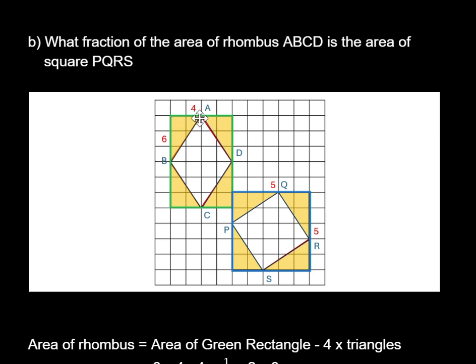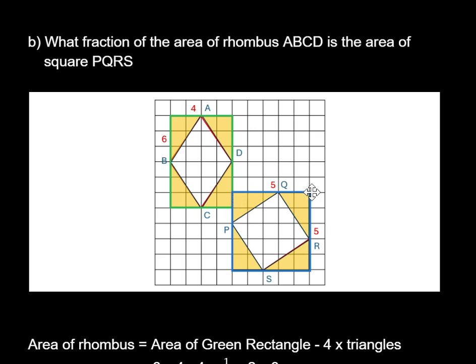In this case, you will notice that the 4 triangles are exactly the same because this is 2, 3, 3, 2, 2, 3, 3, 2, and so on. So there are 4 identical triangles. If I have the rectangle here of 4 squares by 6 squares, I subtract away 4 triangles here. That will be the area of the rhombus.